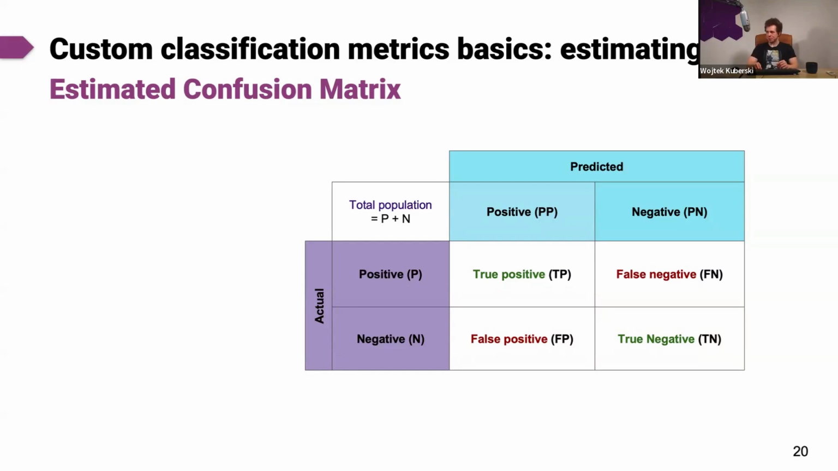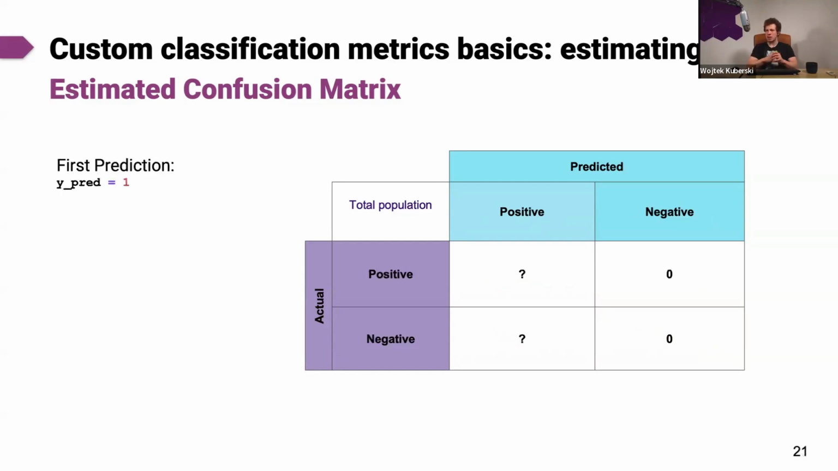Without further ado, we have our confusion matrix and we get our prediction, which happens to be 1. The first prediction is 1. What do we know from that? We already know that the prediction is not going to be negative because the model outputs the positive prediction. So we can already say something about the confusion matrix. We can already put 0 in the false positive, false negative, and true negative cells. But we still don't know whether it's going to be a true positive or a false positive.